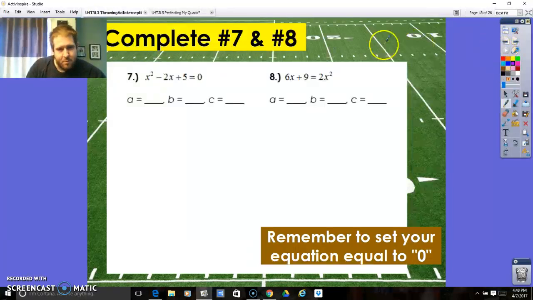Now I do have a couple of more examples, and I'm going to do one more of these, and I do want to save some time to do the homework. This one, I will show you the A, B, and C. So A is negative 2. Ooh, that was a tricky one.